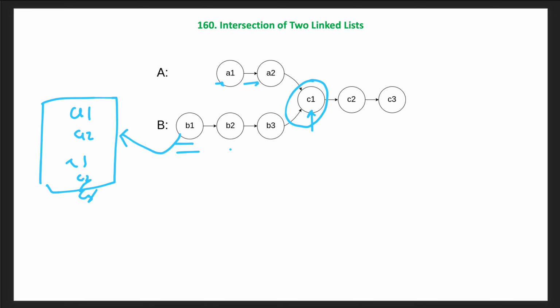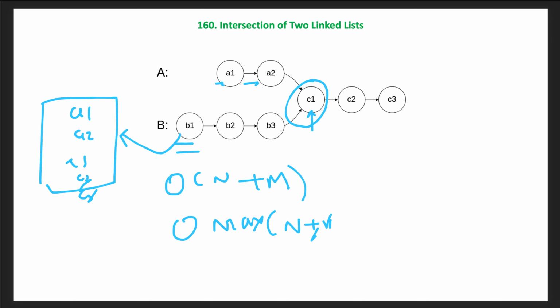So we will return C1 as the intersecting node. Now what will be the time complexity of this solution? The time complexity will be O of n plus m, and the space complexity is O of max of m or n, whichever is larger. On average you can say O of n, which is linear. So this is another solution which runs in linear time and linear space.